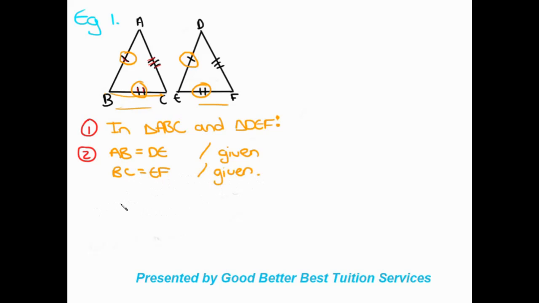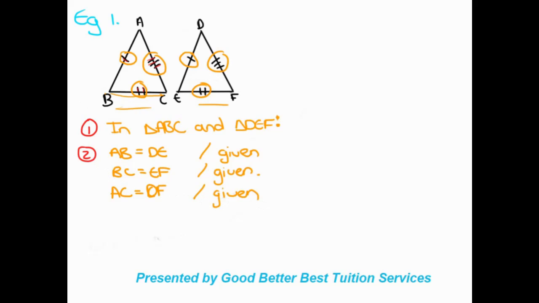So, as you know, we need 3 different reasons for a triangle to be congruent. Now we're looking for one more, and we can see once again here that AC and DF both have 3 lines going through them, meaning they are equal. So now we can say line AC is equal to line DF. And the reason for that would be it is given.